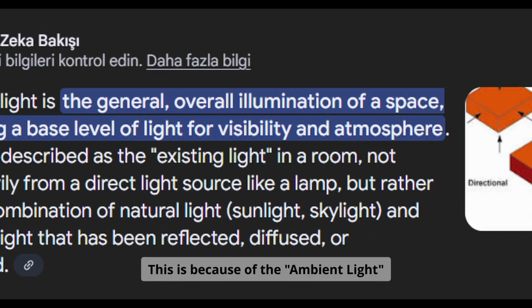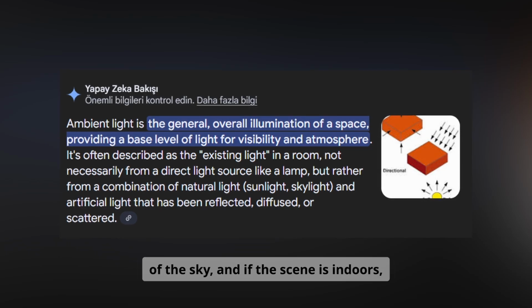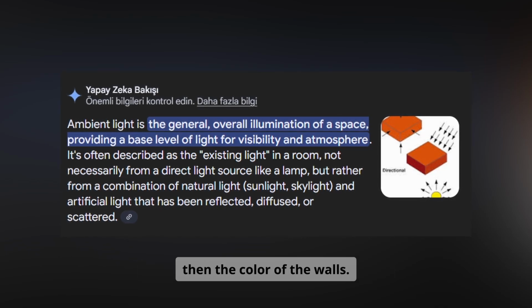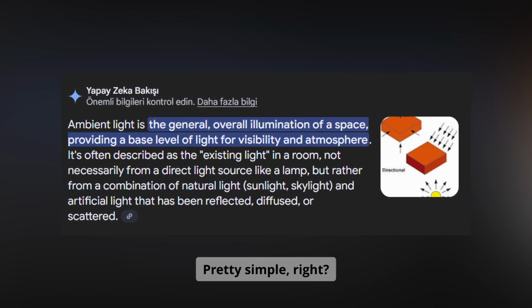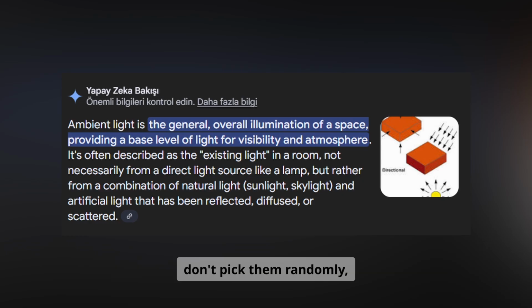This is because of the ambient light. The ambient light is generally the color of the sky, and if the scene is indoors, then the color of the walls. Pretty simple, right? So the next time you choose the color of your shadows, don't pick them randomly, remember the ambient light in your scene. Now it's time for my favorite part, the subsurface scattering.